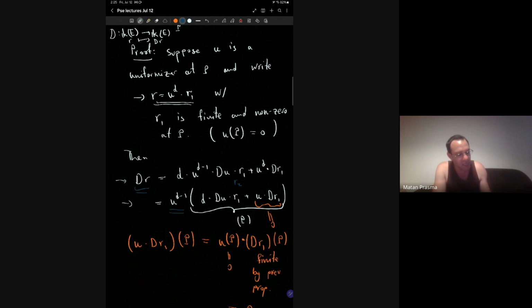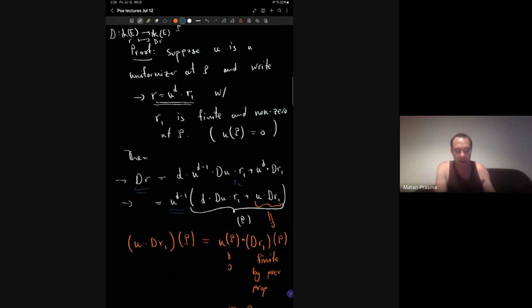R2 is a sum of two things. So in order to show that R2 is finite and non-zero at p, I can just evaluate each of the summands at p. So first I evaluate the second summand. I claim that it is zero at p.